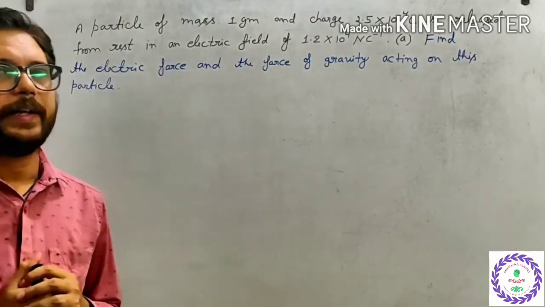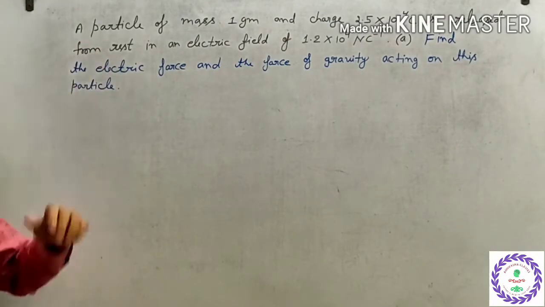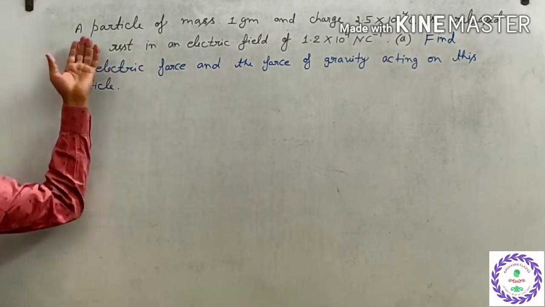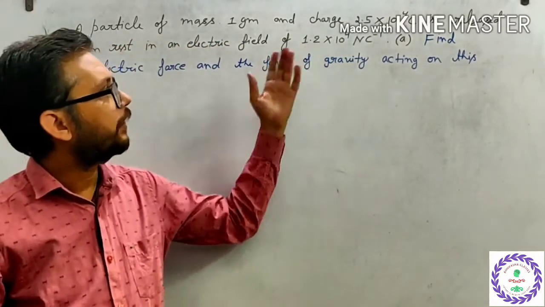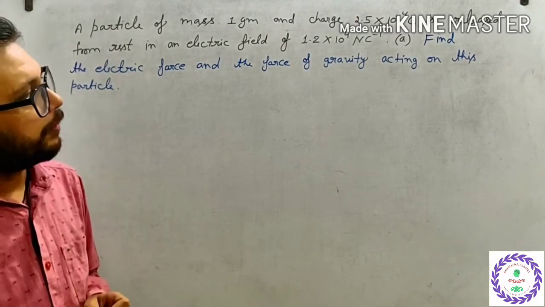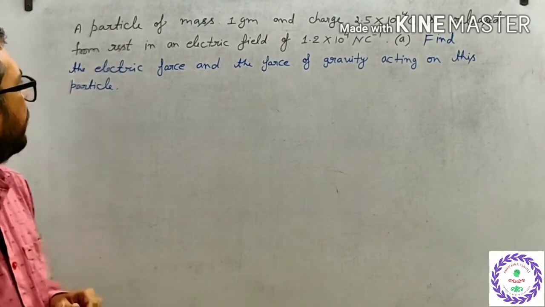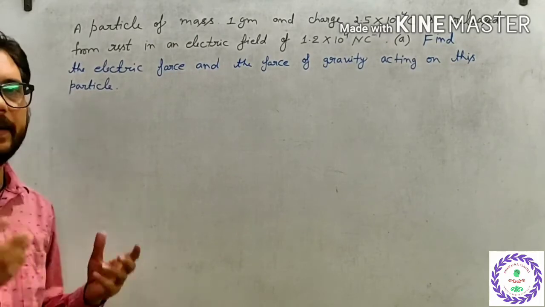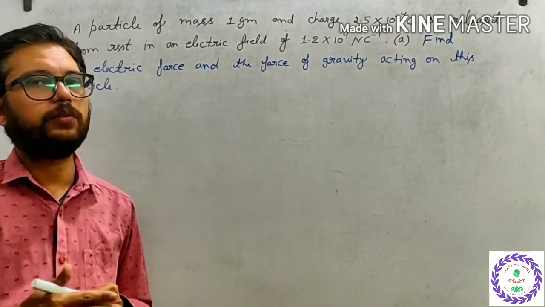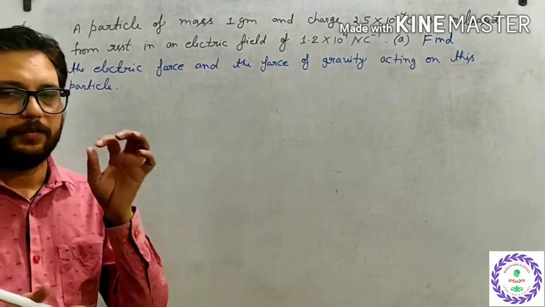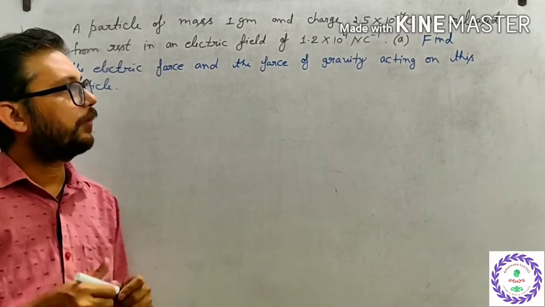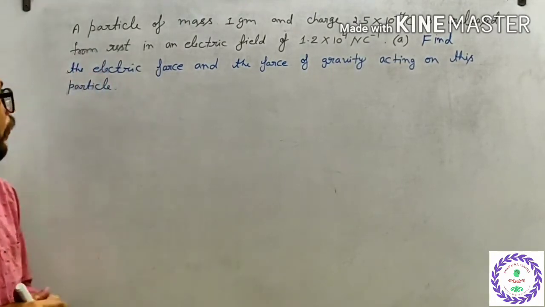So here is your next question, and the question states that a particle of mass 1 gram and charge 2.5 into 10 to the power minus 4 coulomb is released from rest in an electric field of 1.2 into 10 to the power 4 newton per coulomb. And the first part of this question is: find the electric force and the force of gravity acting on this particle.